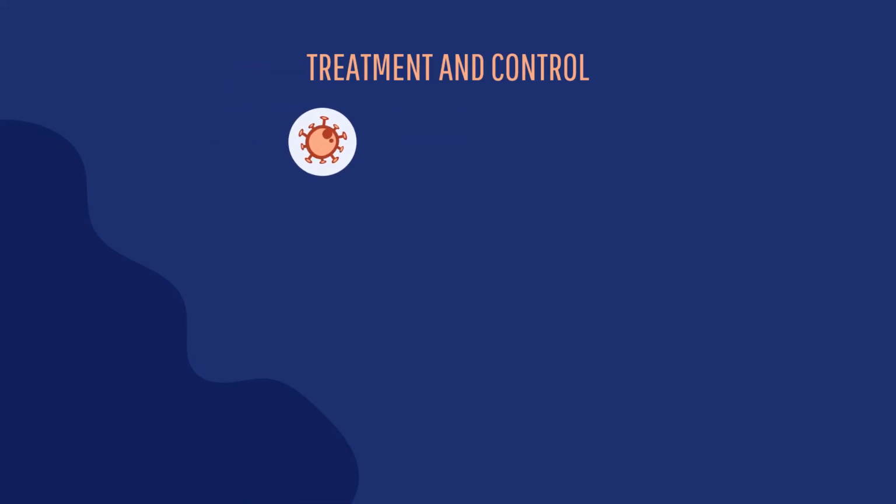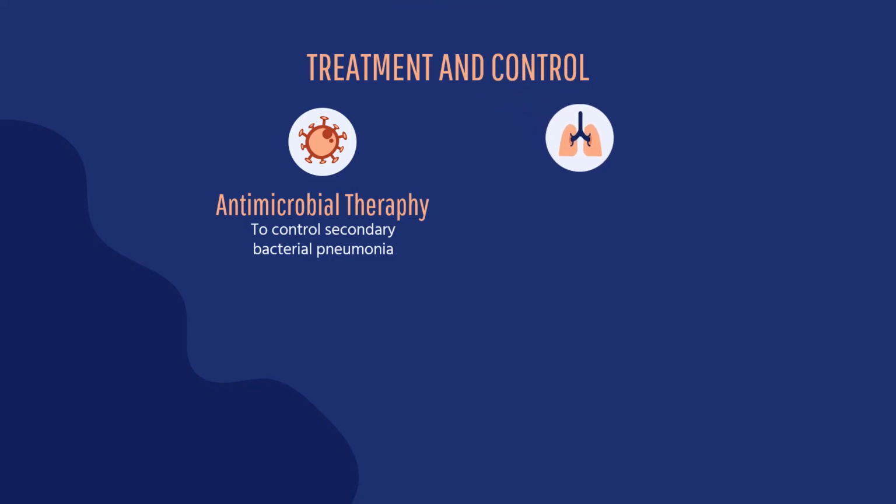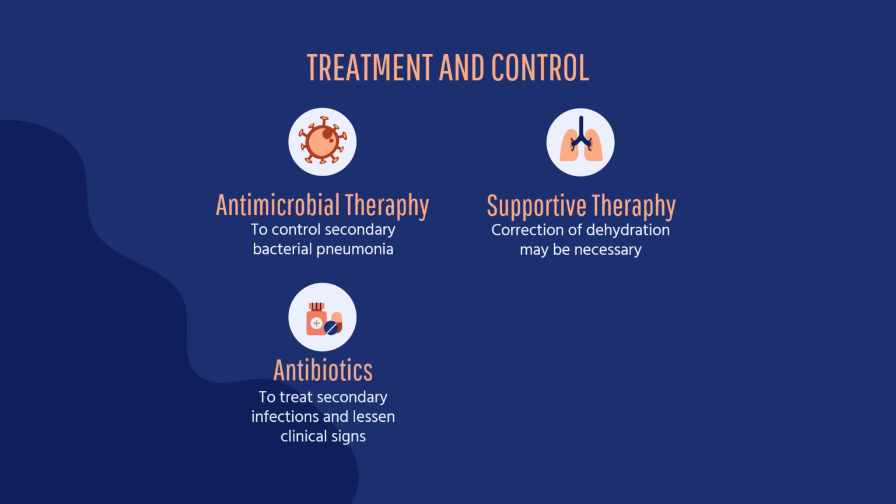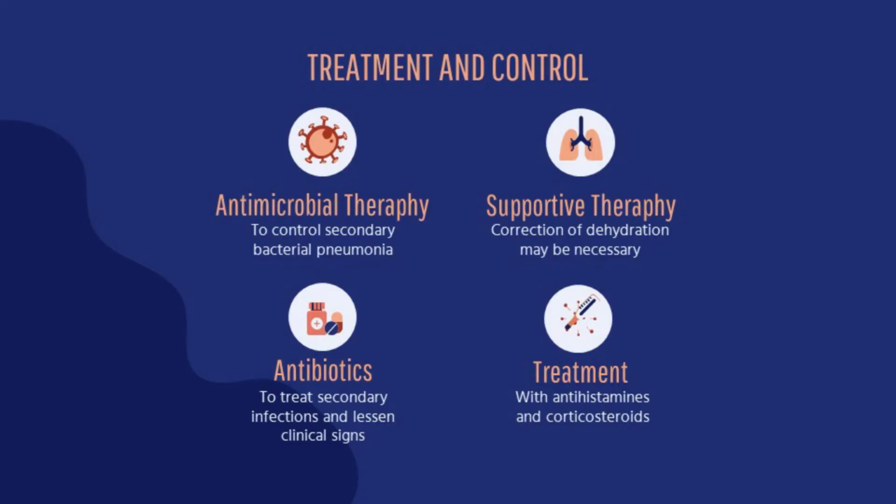Next is treatment and control. There is no specific treatment for the viral interstitial pneumonia. However, treatment focuses on antimicrobial therapy that is able to control secondary bacterial pneumonia. Supportive therapy and correction of dehydration may be necessary. Other than that, treatment with antibiotics is often used to treat secondary infection, lessen clinical signs and help the body focus on eliminating the virus. Finally, there are anecdotal reports of treatment with antihistamine and corticosteroid being used.